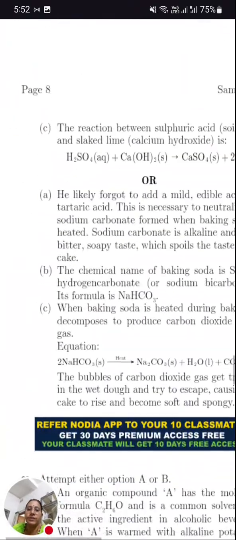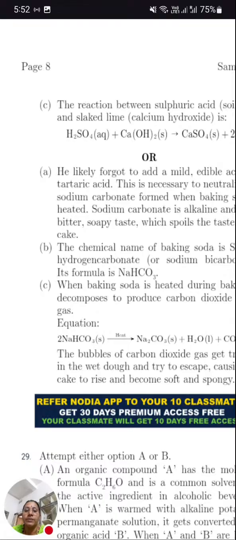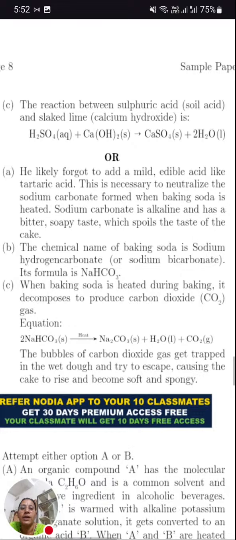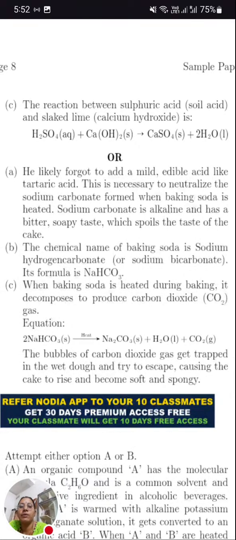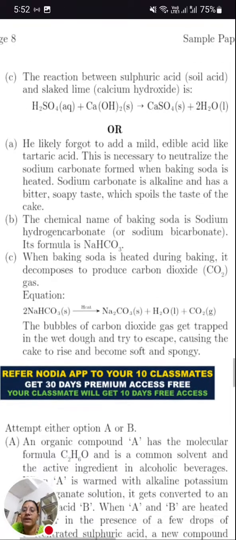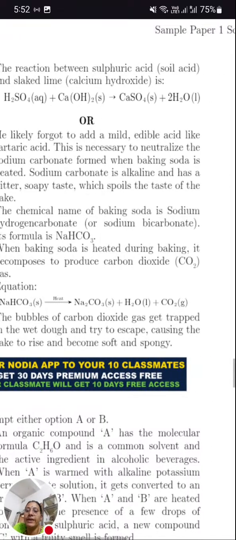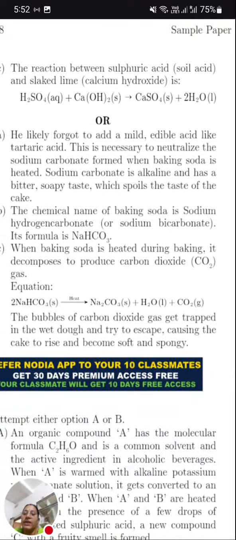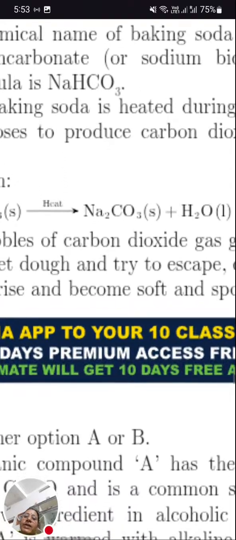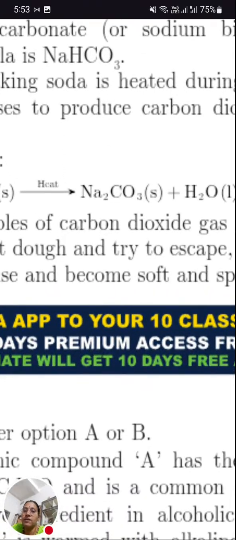We already did this part. Sodium hydrogen carbonate, NaHCO3, is baking soda. They asked about the chemical name of baking soda: sodium hydrogen carbonate, or sodium bicarbonate as we call it, and its formula is NaHCO3. When NaHCO3 is heated, it will form Na2CO3 plus other products. Due to the formation of sodium carbonate, Na2CO3, the cake has a bitter taste. To neutralize this bitter taste, tartaric acid is added.